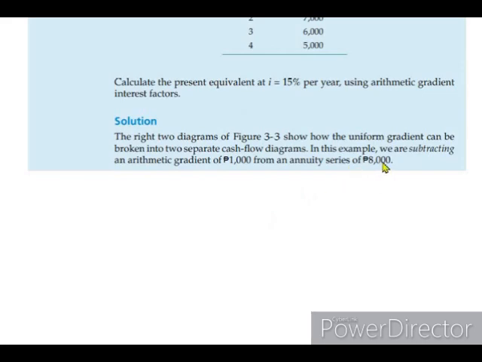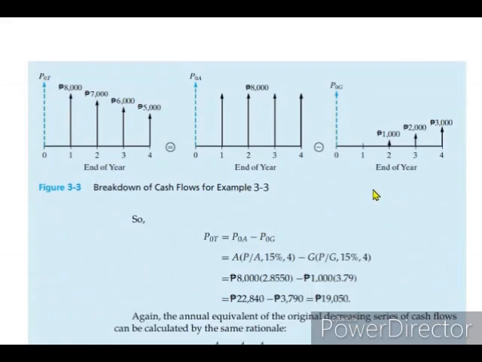Next, in this example, we are subtracting an arithmetic gradient, since the series goes downward: 1,000 subtracted from an annuity series of 8,000 pesos. So we subtract. This is the breakdown of cash flows for 3-3. Notice, guys, we subtract because it goes down.